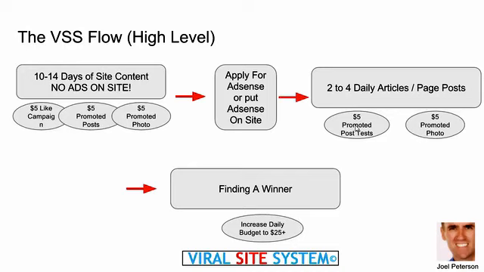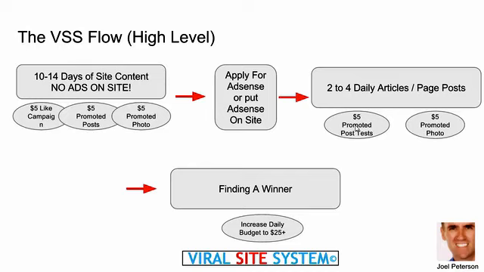Once you spend about $25, maybe up to $50, over that 10 to 14 days, with no ads on your site, then you're going to apply for AdSense. If you don't have an AdSense account, you can follow one of our videos. You can apply for an AdSense account, and that'll take 24 to 48 hours to get approved. Once you're approved, or if you already have an AdSense account, you can put AdSense on your site. And again, we have videos that walk you through this. And then you're just going to continue that flow.